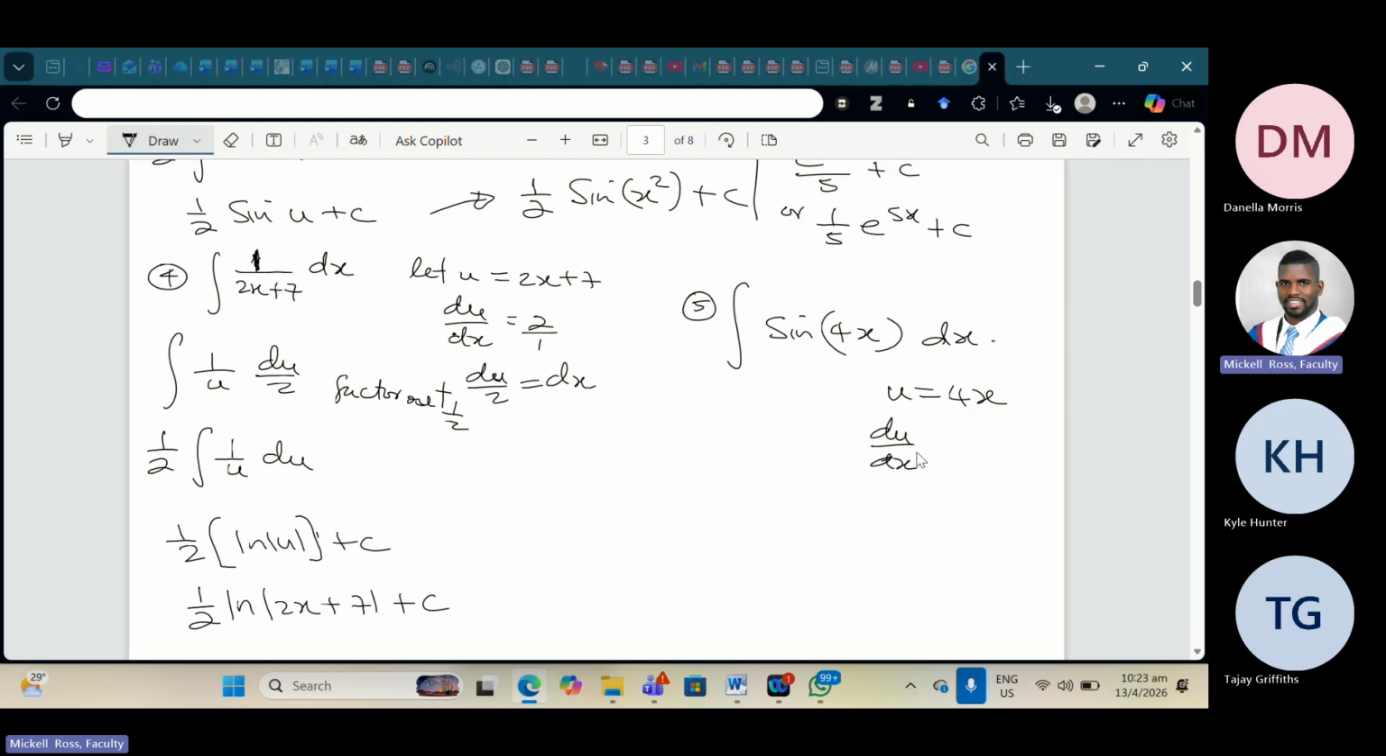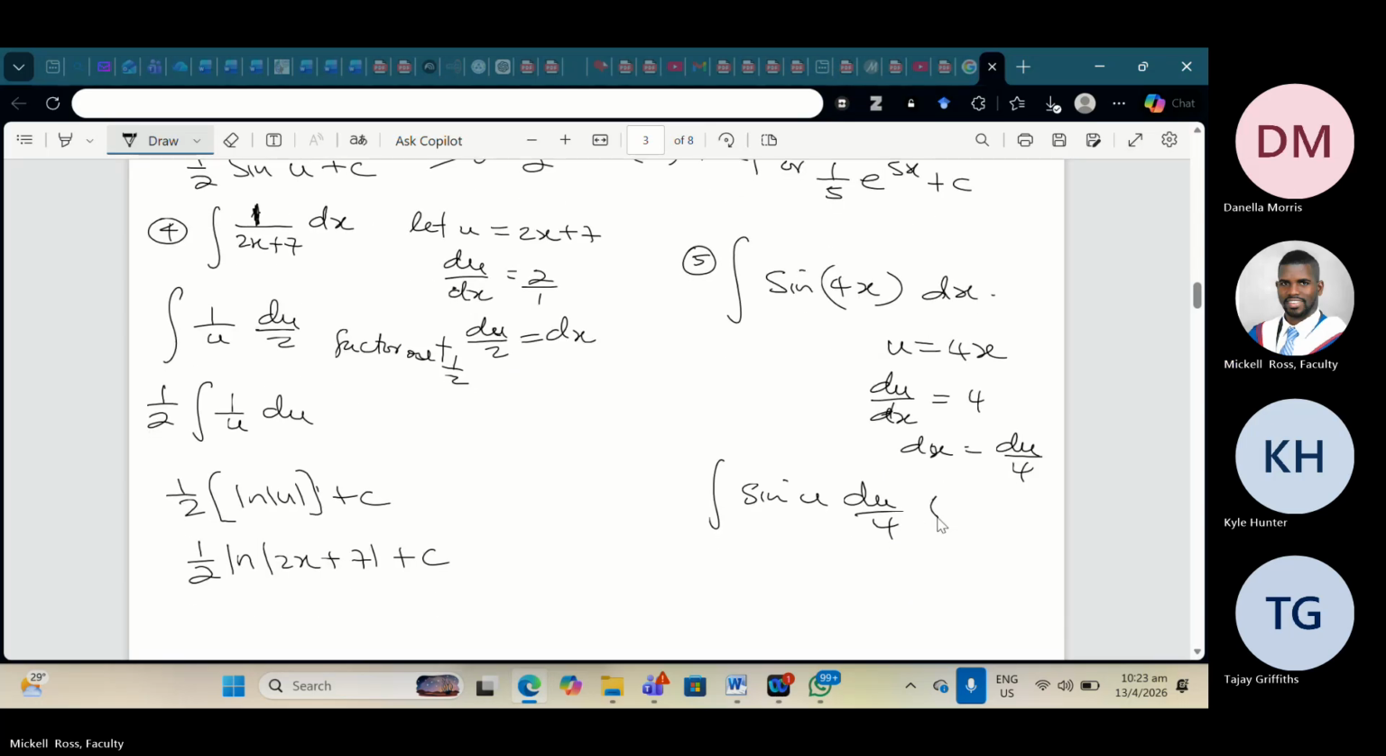Derivative of u with respect to x, 4. That means dx is going to be du over 4. Integral of the sine of u, du over 4. Factor out a quarter because the 4 is in the denominator. So you're not factoring out 4, you're factoring out a quarter. There's going to be a quarter times the integral of the sine of u du.